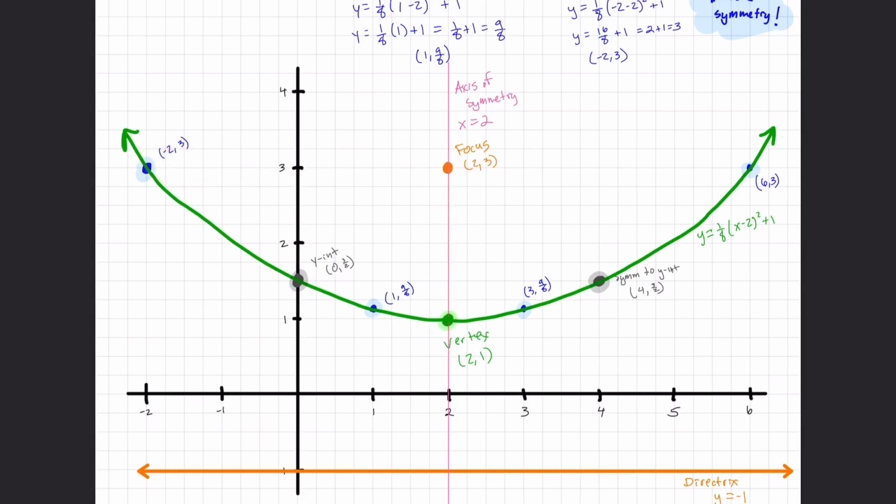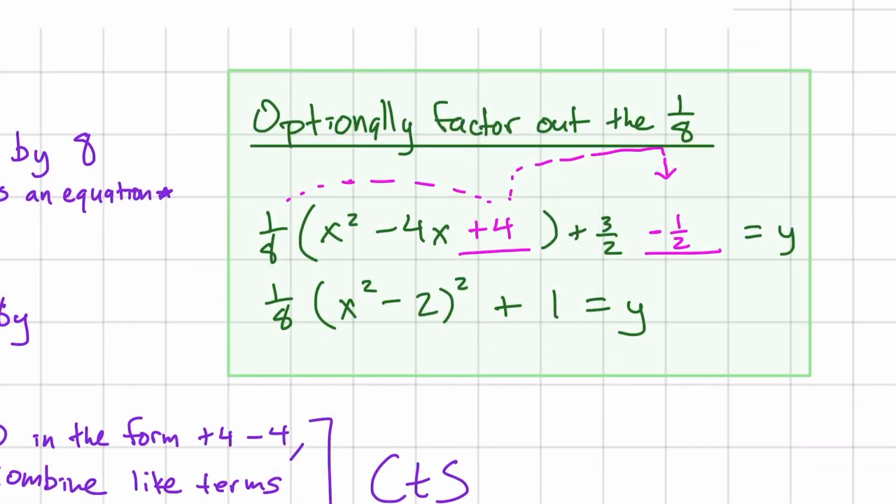So then I graphed all my points. I did my symmetry points. I even wrote down what it equals, and then swooped the dots very carefully. And there's your parabola.